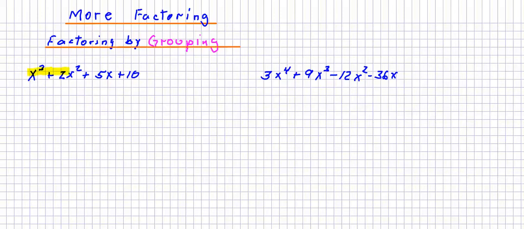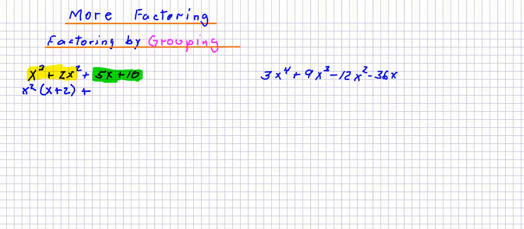What we're going to do in factoring by grouping is group the first 2 terms together, or could be any 2 terms, and we're going to group the other 2 terms together. And we're going to factor. So I look at the first 2 and I see I have an x squared as a common factor. This is a common factor between these 2. And then I pull that out and I have x plus 2.